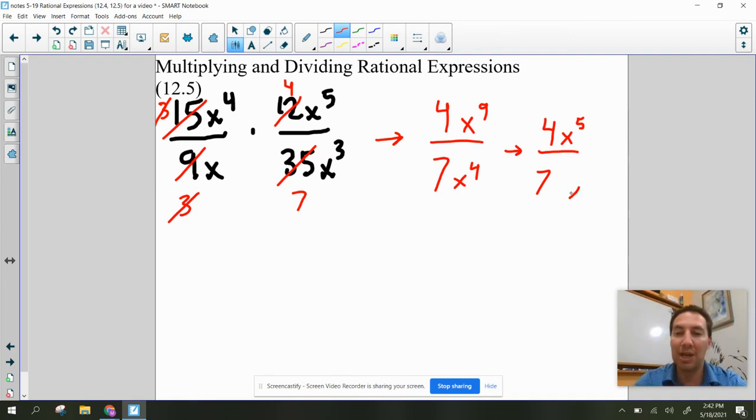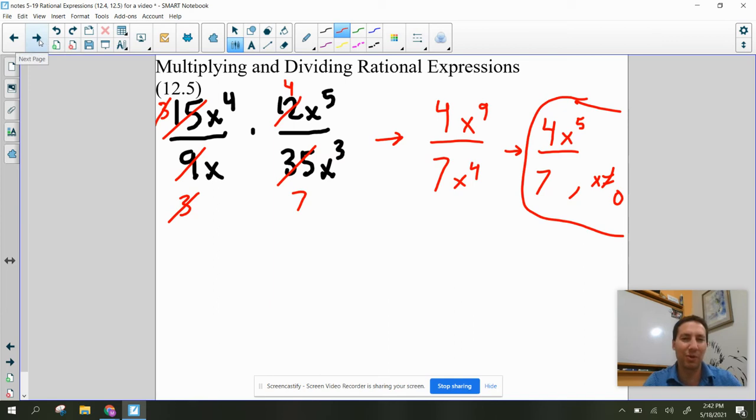We'll still practice our restrictions here. It's not as important, but x can't equal 0 because if you plug in 0, the whole thing just turns into 0. But the important part here is that it's 4x to the 5th over 7. But kind of the same rules as we were doing before. You try to cancel things out.